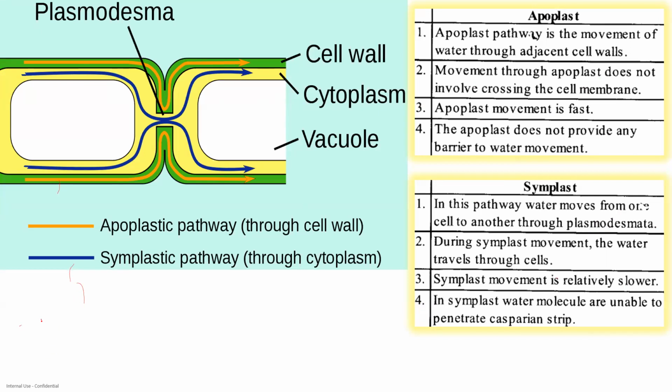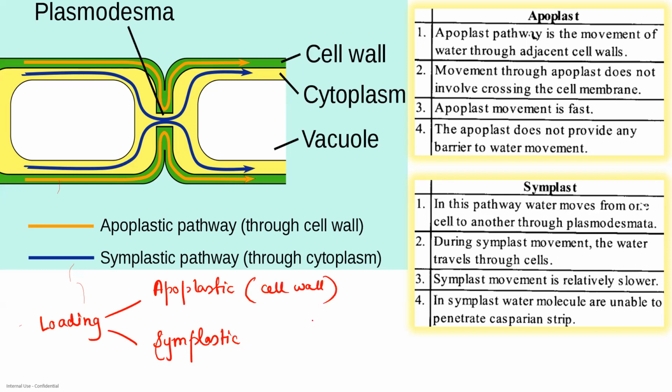See here, loading happens through two pathways: the apoplastic pathway and the symplastic pathway. In the apoplastic pathway, what is happening? It is through the cell wall. And the symplastic pathway is what? Through the cytoplasm, connected via plasmodesmata.